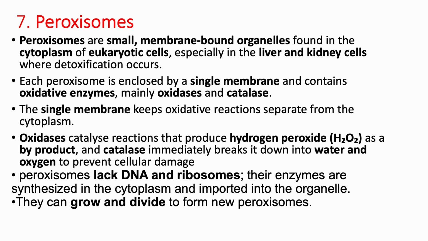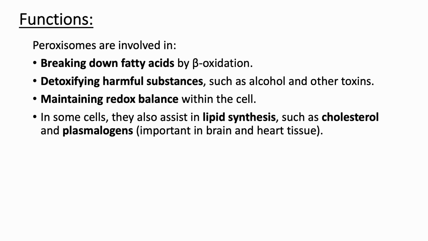They can grow and divide to form new peroxisomes. This means peroxisomes help mostly in breaking down fatty acids by beta oxidation. They also detoxify harmful substances such as alcohol and other toxins, and maintain redox balance within the cell. In some cells, they also assist in lipid synthesis such as cholesterol and plasmalogens, important in brain and heart tissues.